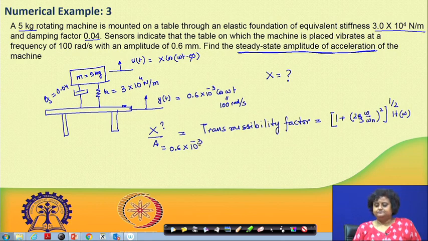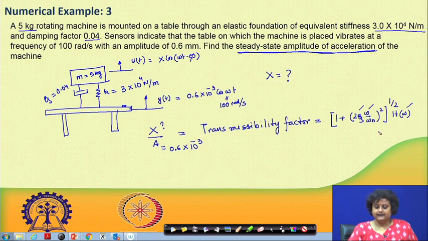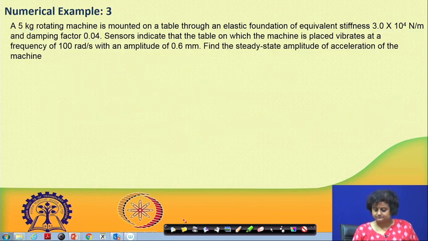Okay. So, this is a very straightforward problem. We know zeta, we know omega by omega n, therefore, we can also find H omega. So, we have to just plug in the values here and get the expression for the transmissibility factor, from where we can find out x. So, let us quickly solve the problem and see what the answer is.